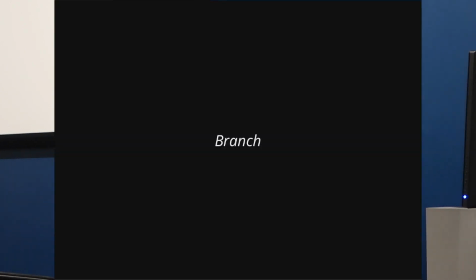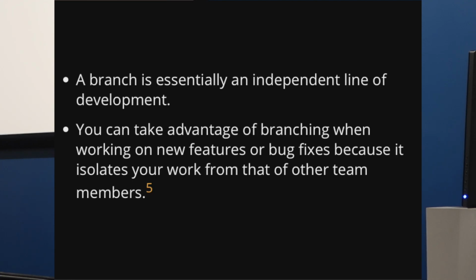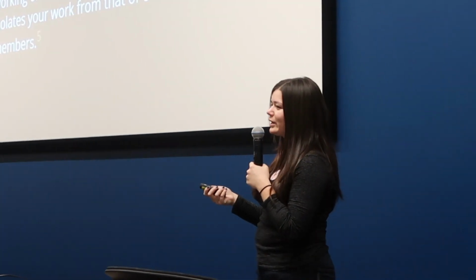Another word you need to know is branch. A branch is essentially an independent line of development. You can take advantage of branching when working on new features or bug fixes because it isolates your work from the other team. So if you have a master branch and you branch off of that and create your own branch, then that separates your work from the work the rest of the team is doing.